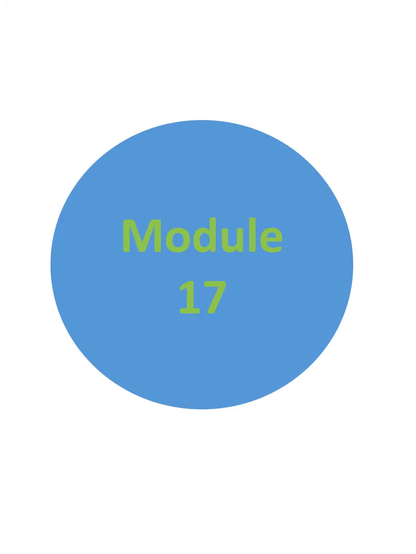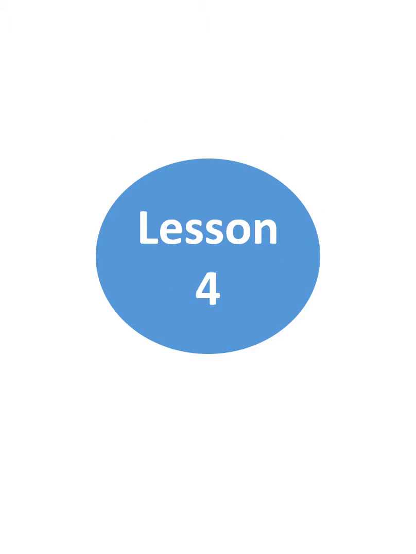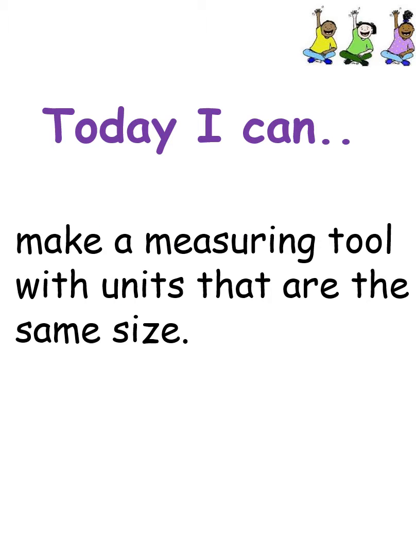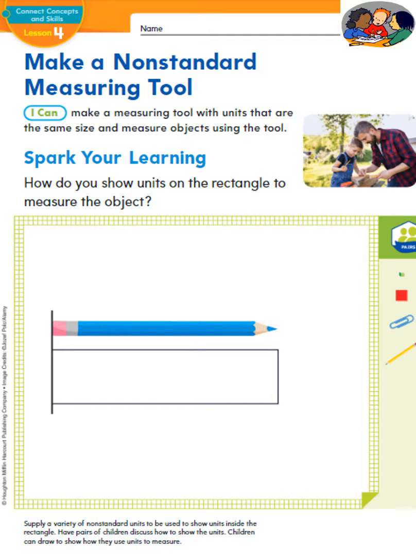Please get your books ready. Lesson 4. Say it with me. Today I can make a measuring tool with units that are the same size. Let's find out what that's all about. Open to this page in your book, Lesson 4. Let's spark your learning. How do you show units on the rectangle to measure the objects?